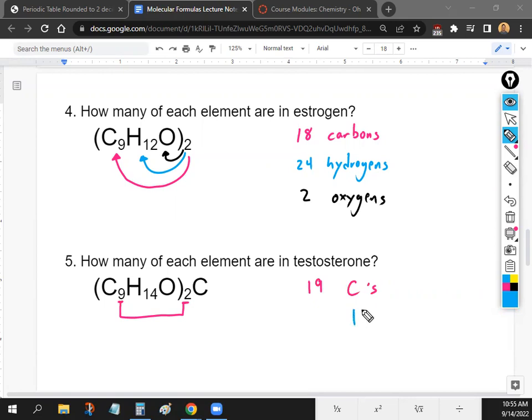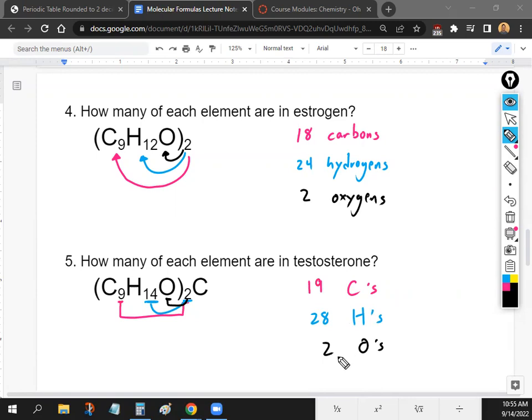Okay, how many hydrogens did you guys get? 28. Yeah, 28. There's the 14 inside, 2 on the outside, so you multiply those, you'll get 28. And then you guys can see that oxygen, there's 1, and there's 2 on the outside, so we got 2 oxygens. Okay, so if you guys notice, there's not a big difference between estrogen and testosterone, right?